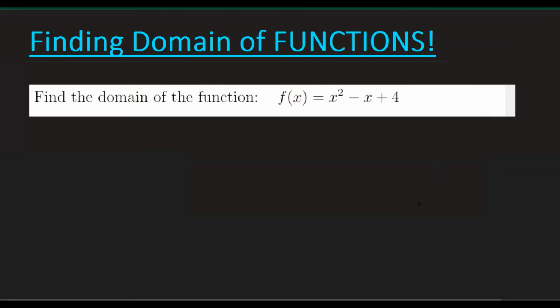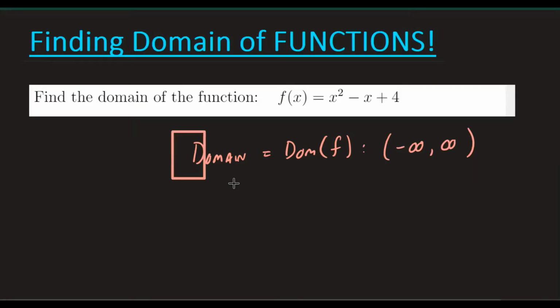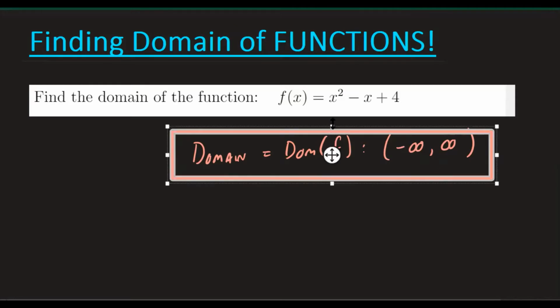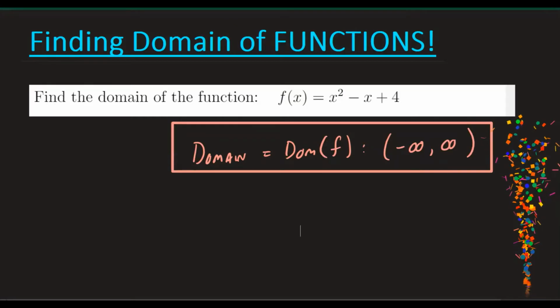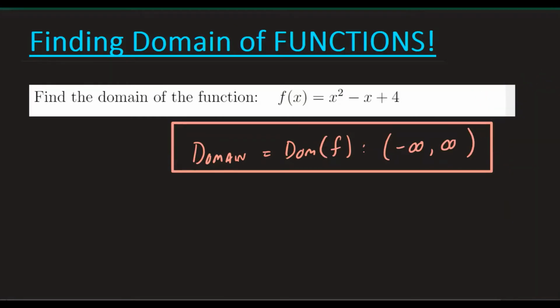So therefore, the domain of this function, which we're going to call dom of f, is going to be negative infinity to positive infinity. Because it's a polynomial, it's defined everywhere on the real line. So that's the domain of this function. Not really much work to do, it's just understanding that this is a parabola, which is defined everywhere on the real line. Let's take a look at another example.